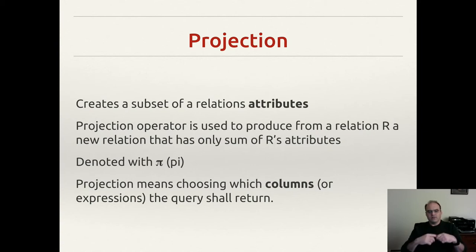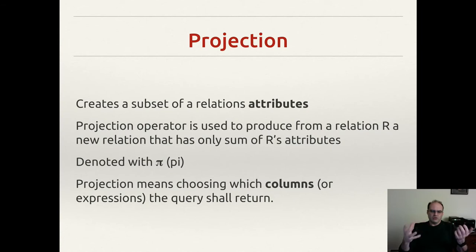We're creating a subset of attributes. So we're not going to return the whole relation here. We're only going to return the ones that mattered. When we use this, we denote it with the pi symbol. Remember, this is just the Greek alphabet letter pi. It doesn't denote 3.14159, whatever it is. It just denotes that we're talking about a projection. So I'm going to show you an example in a moment.